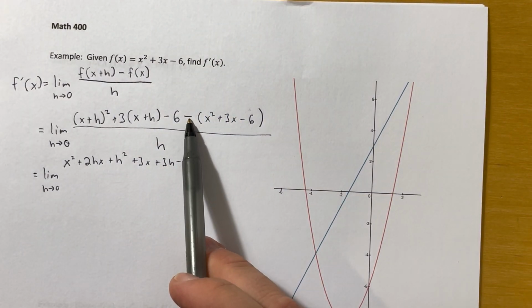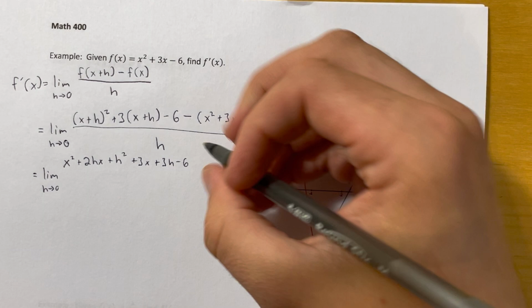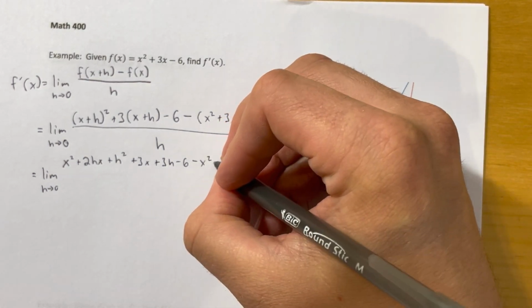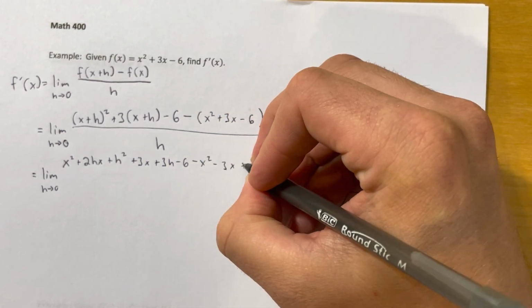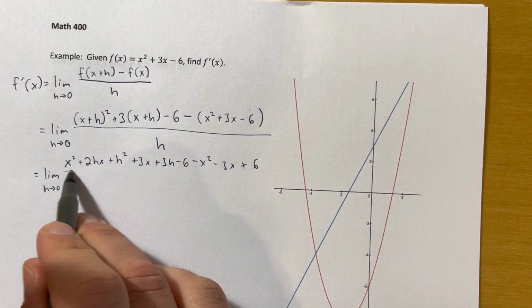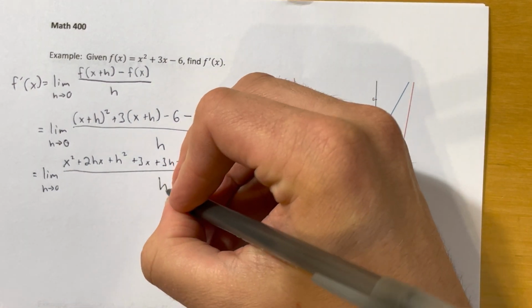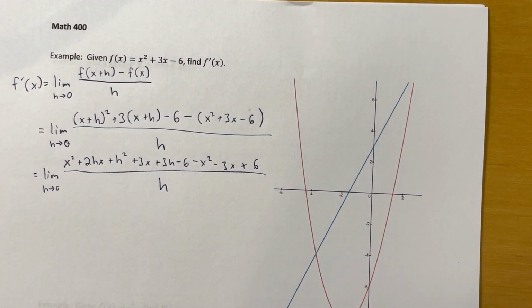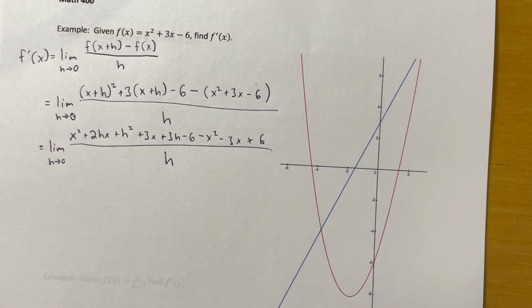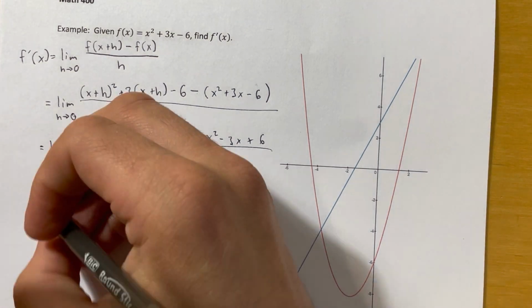I'm going to distribute that minus in. Remember that those parentheses were important. Minus x squared minus 3x plus 6, all over h. Now, having done a few examples already in the previous section similar to this, what we're expecting to happen now is several terms in my numerator to cancel out. And we are also expecting all of the remaining terms that have not canceled out to have h's in them, because then that'll cancel with this h down here.